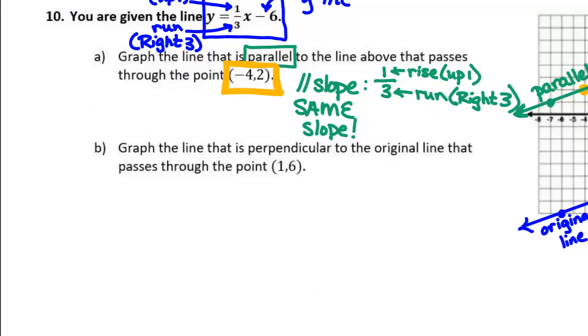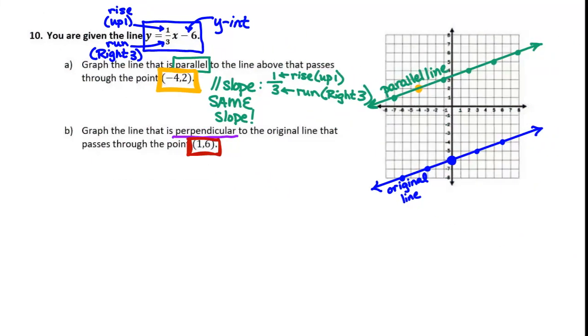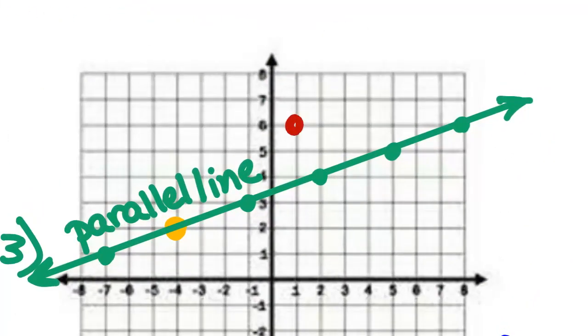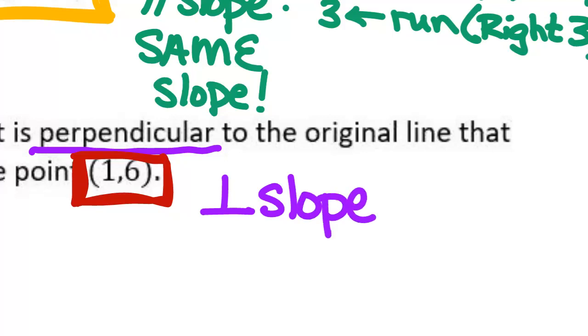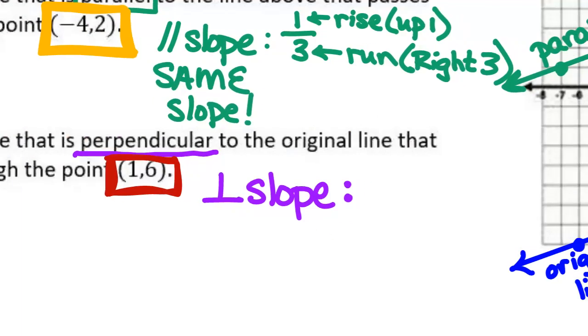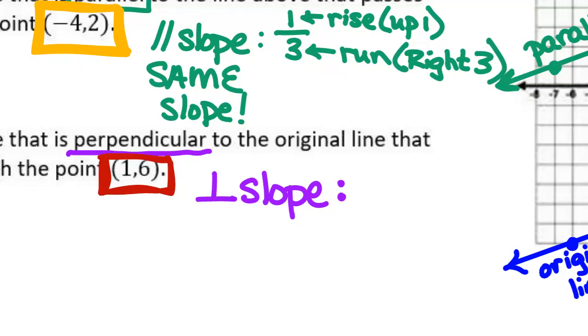For part B, I want it to be perpendicular, and I want it to go through a different point. I want it to go through point (1, 6) now. So here's point (1, 6) right here. What would my perpendicular slope be? Down 3, still to the right 1, because we're going to make it the opposite sign, so negative.